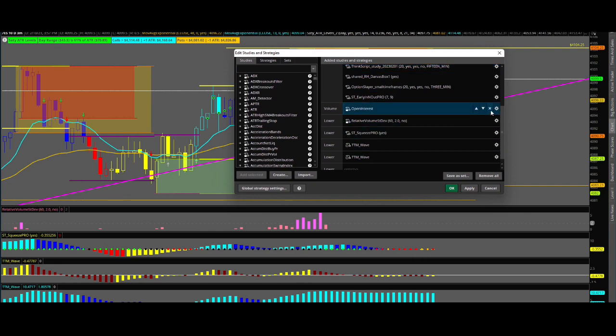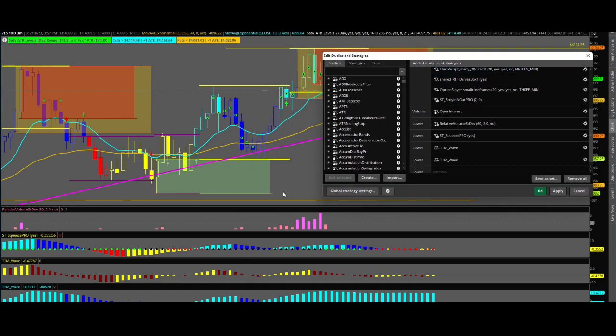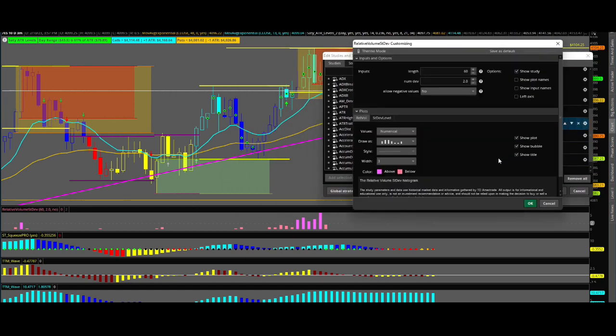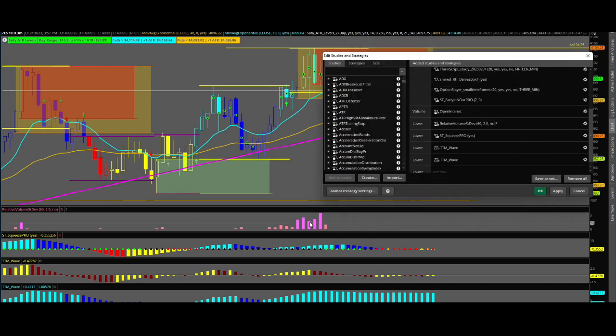So I have open interest, which is in the back of my layout. Can't see it because I'm on ES right now. Then I have relative volume, and I leave that as what it's set on. It's on 2.0. I want to see if I'm having any moves that are supported by 2.0. As you can see, those are typically strong moves.